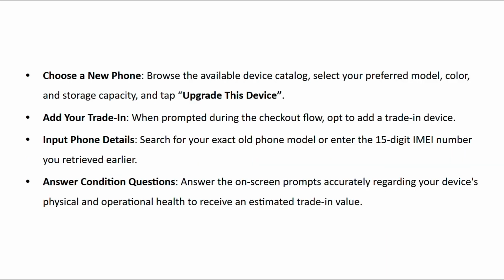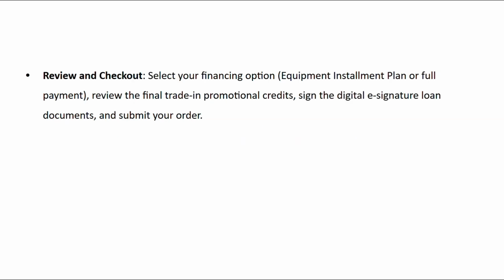Now, browse the available device catalog, select your preferred model, color, and storage capacity, then tap Upgrade this device. When prompted during the checkout flow, opt to add a trade-in device and search for your exact old phone model or enter the 15-digit IMEI number you retrieved earlier. Now answer the on-screen prompts accurately regarding your device's physical and operational health to receive an estimated trade-in value. Then select your financing options, equipment installment plan, or full payment. Review the final trade-in promotional credits, sign the digital e-signature loan documents, and submit your order.